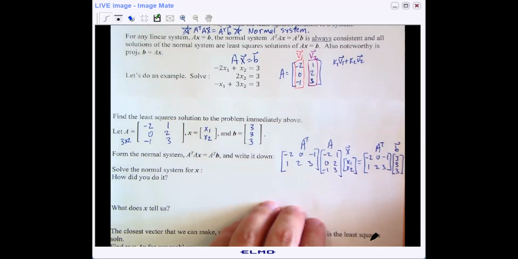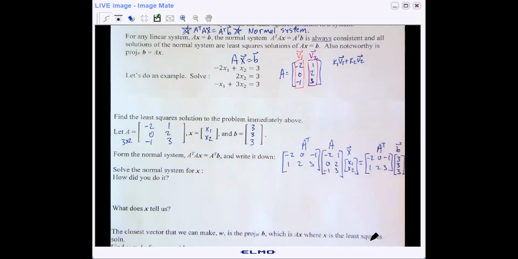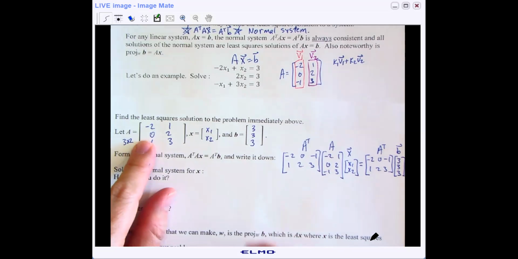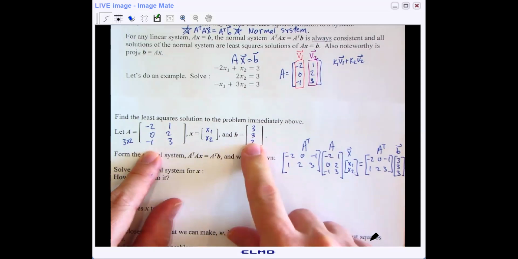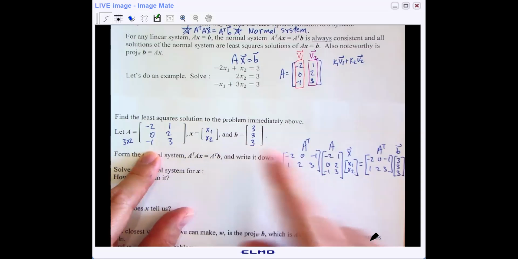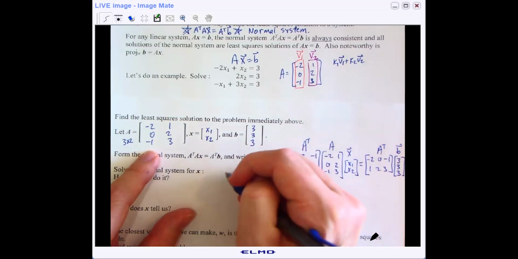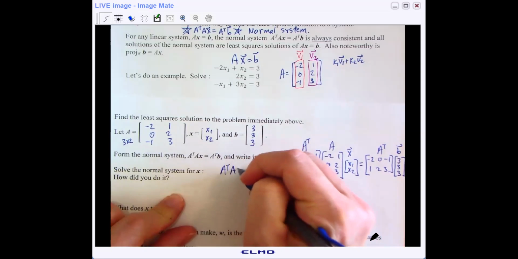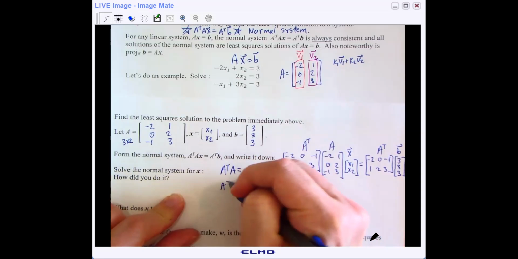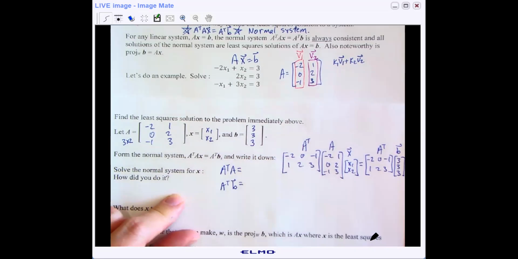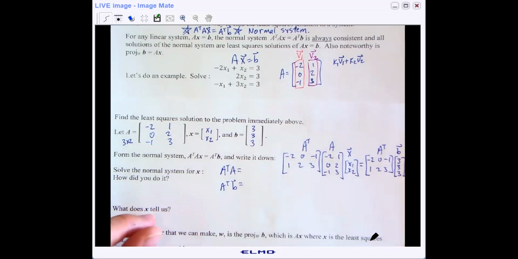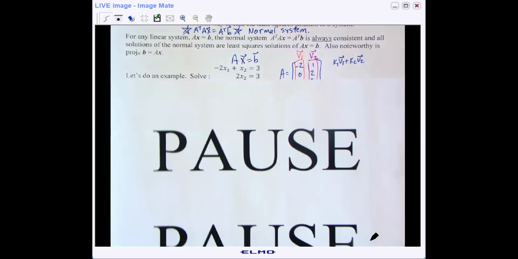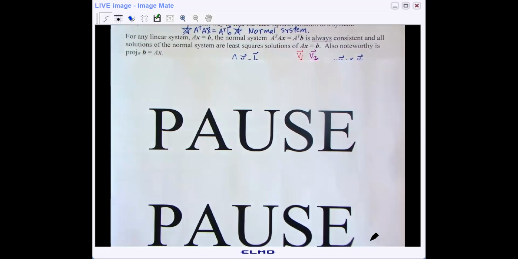And what we're going to do is get a little bit of help from the calculator. You might want to pause the video for a second and put A in as your matrix and B as the column vector in the B matrix. Let's find out what A transpose A is and what A transpose B vector is, and then we'll set up our normal system and solve them. Okay, so go ahead and do that, and we'll be back in just a jiffy.